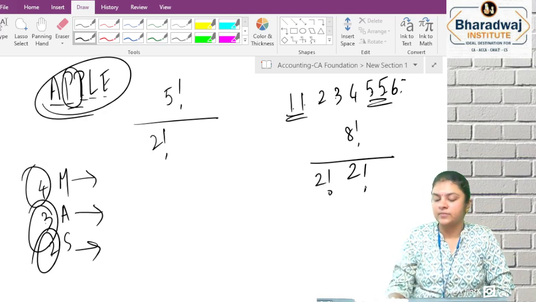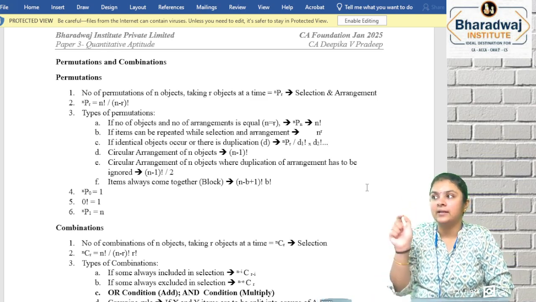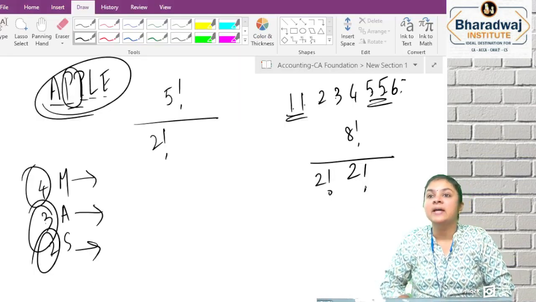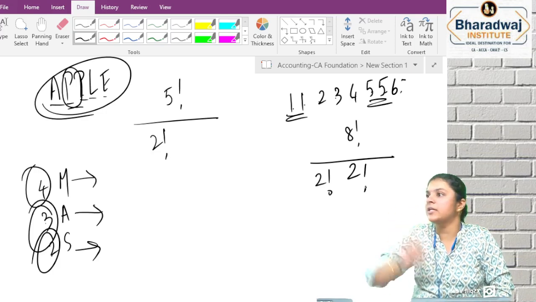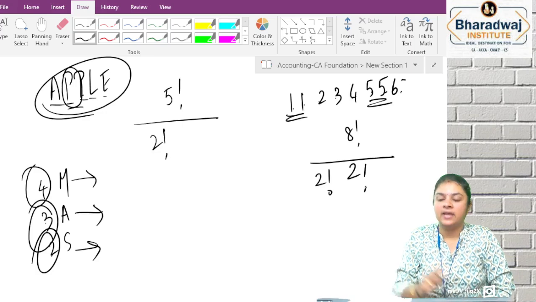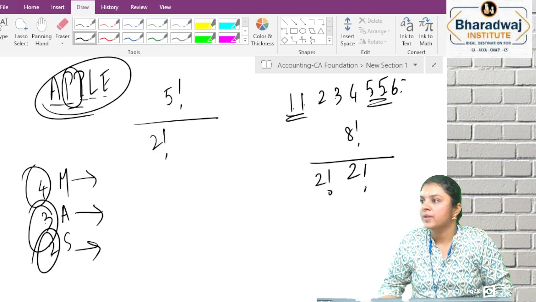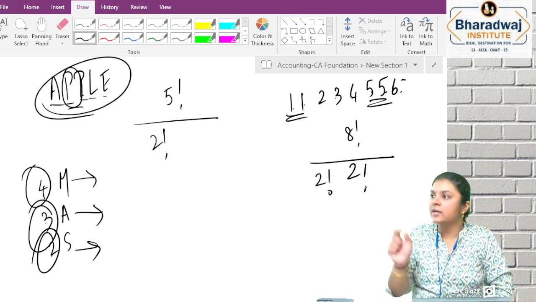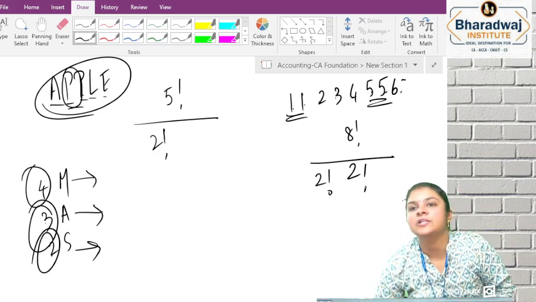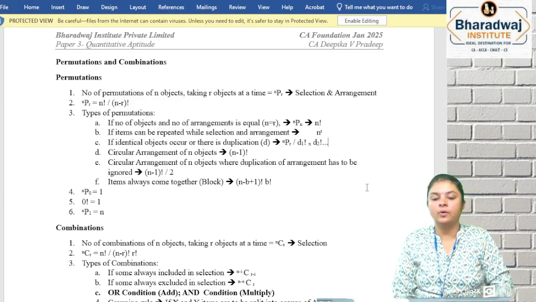Clear? So this is rule number 3, where the objects are identical. Remember, identical. Similar. For example, in the books example, if they say same books, then you assume duplication. Same books means they are identical. If it is not same books, then they are not identical. It can be 2 different books of accounts also. Correct? So you should read the question to find out whether they are identical objects or same objects. In that case, the duplication rule will apply. Clear? Okay.